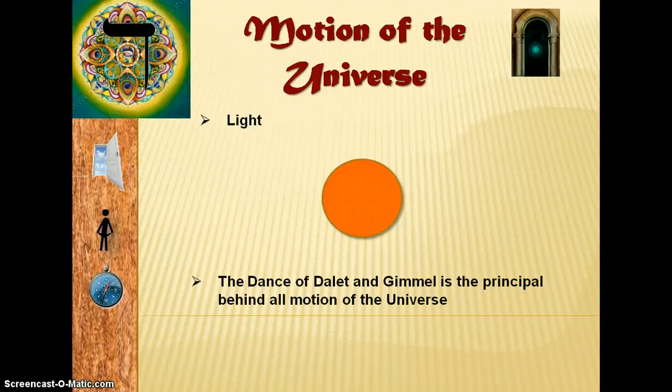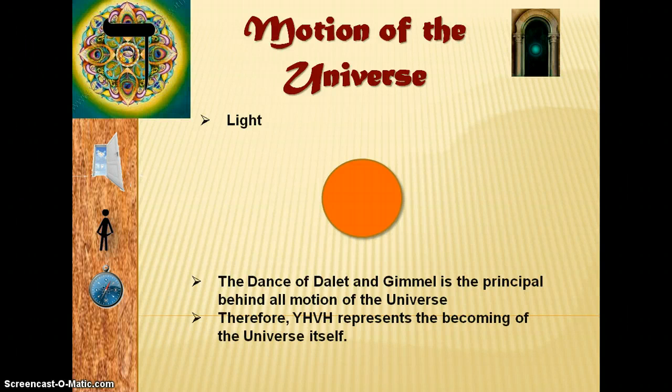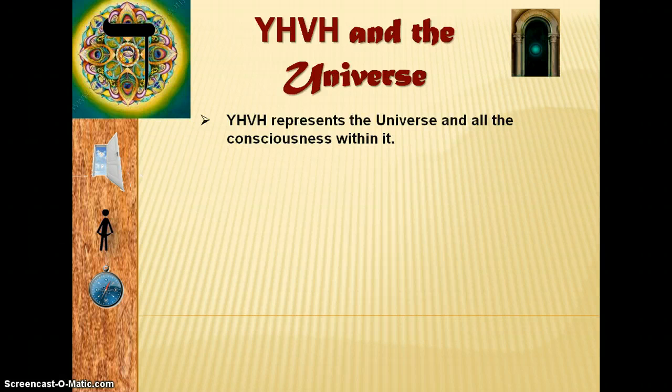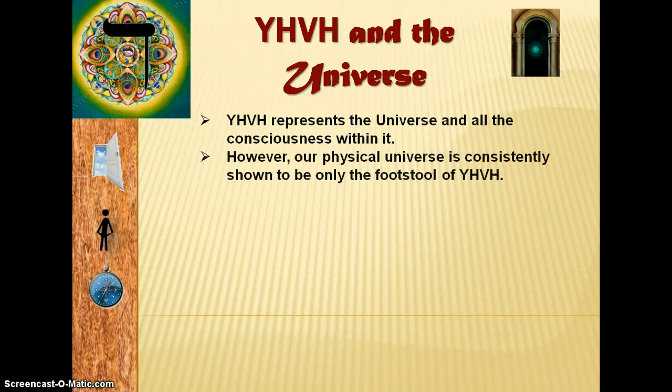And of course, motion causes change. Therefore, Yahweh represents the becoming of the universe. Everything in the universe is becoming something else. And that dance of Dalet and Gimmel happens over and over again. Now, even though we can see Yahweh as representing all the universe and all the consciousness that is within it, we must remember that the physical universe in the Bible is only the footstool of Yahweh. It is the lowest realm that consciousness can exist in. It is not the highest realm, it is the lowest realm. And it implies that there are other realms higher than our physical reality that we live in every day, and that this reality can be different. It can be something else.